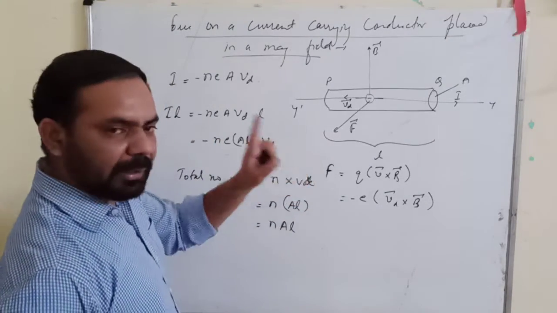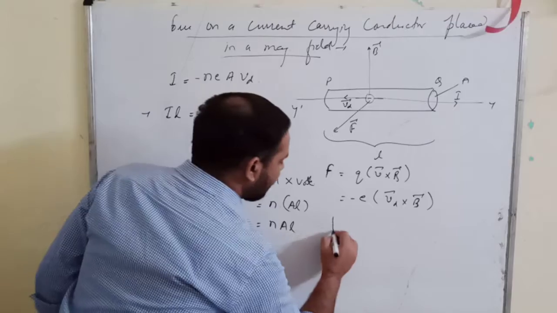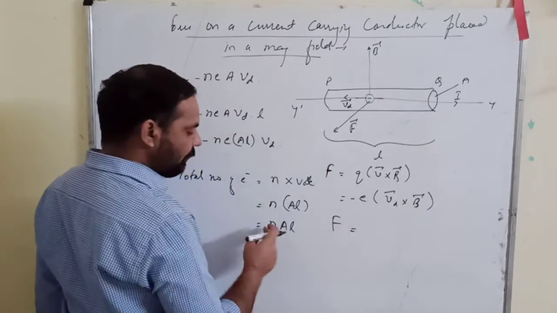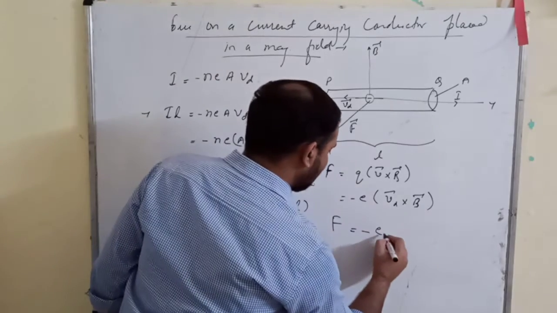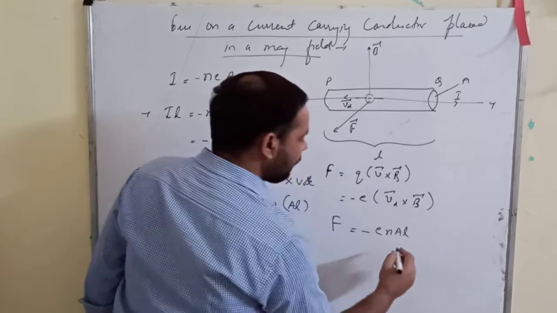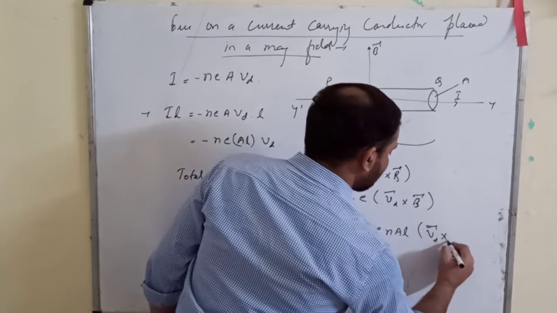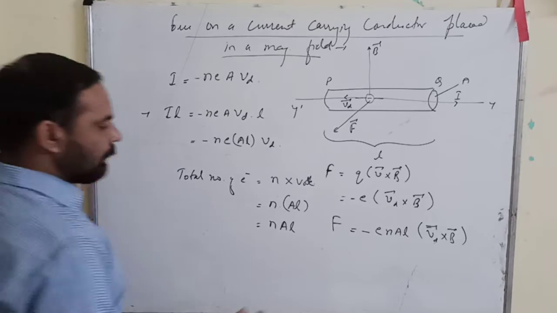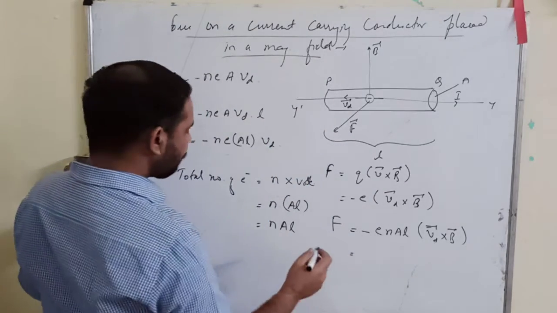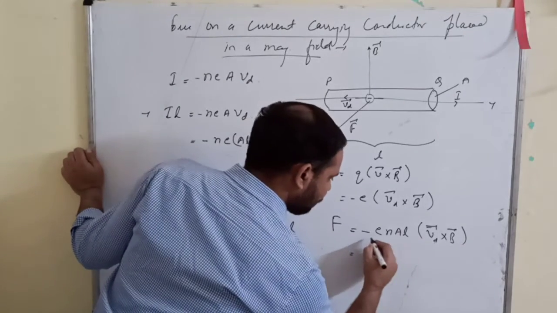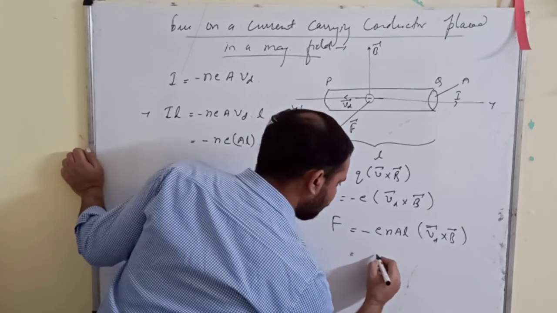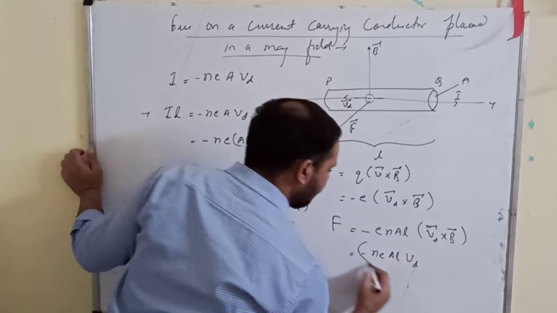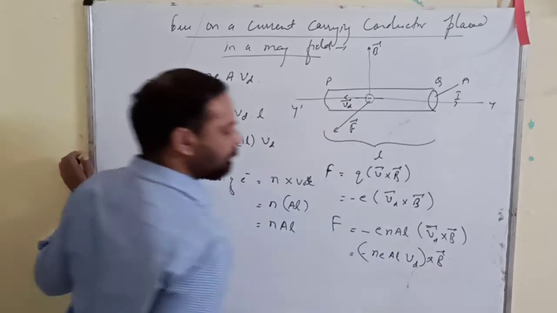This is the force on one electron. How much will be the force on all the electrons? Capital F will be equal to the force experienced by one electron multiplied by the total number of electrons. So minus e nAL, this is Vd vector cross B vector. Or you can write it like this: minus NEAL Vd cross B vector.